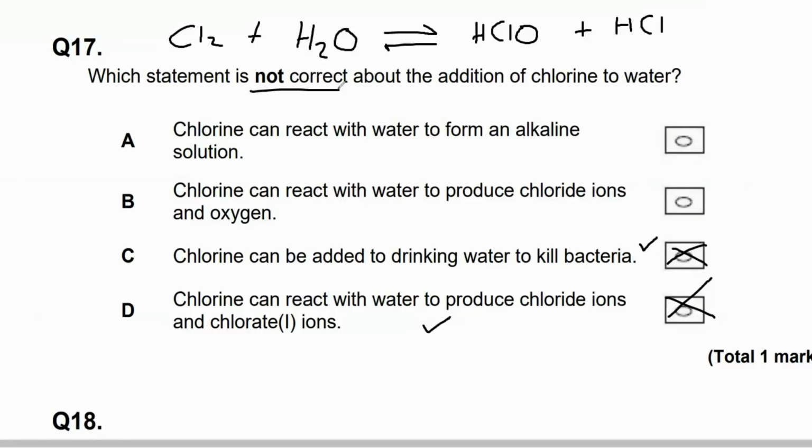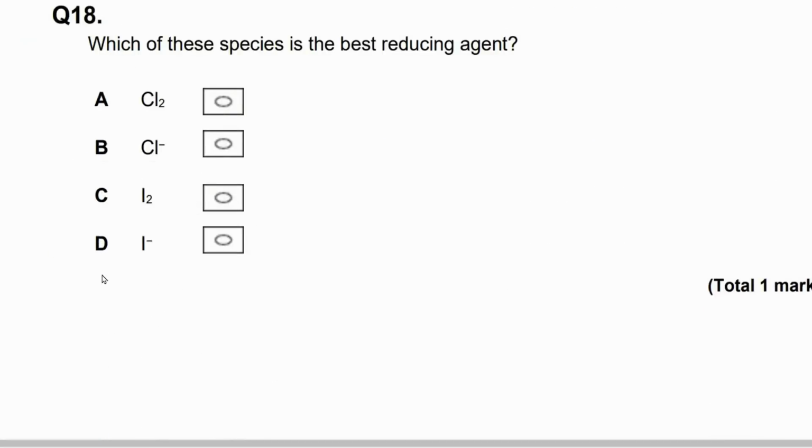Chlorine can kill bacteria. Yes, we know we add chlorine, it kills bacteria. Chlorine can react with water to produce chloride ions and oxygen. Yes, this is true too. In the presence of ultraviolet light or sunlight, it can basically do this reaction above. So there we go. Our answer has to be A, and the reason is chlorine reacts with water to form an alkaline solution. No, it doesn't. That's not correct. It forms two acids. It's an unusual reaction. Okay, let's look at the next one.